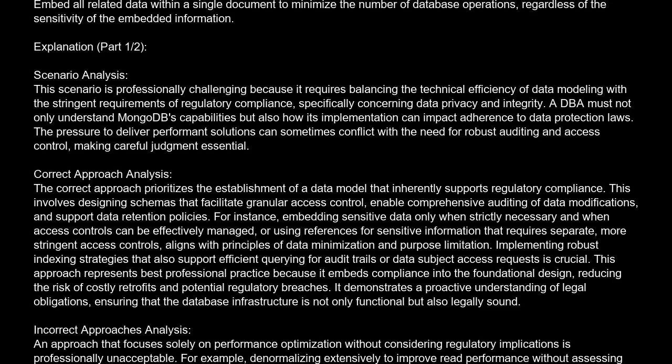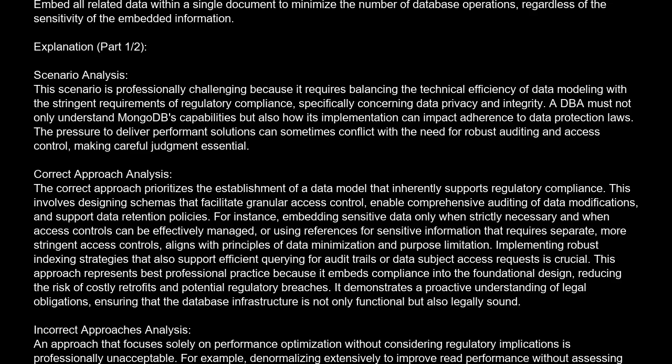The correct approach prioritizes the establishment of a data model that inherently supports regulatory compliance. This involves designing schemas that facilitate granular access control, enable comprehensive auditing of data modifications, and support data retention policies. For instance, embedding sensitive data only when strictly necessary, and when access controls can be effectively managed, or using references for sensitive information that requires separate, more stringent access controls, aligns with principles of data minimization and purpose limitation. Implementing robust indexing strategies that also support efficient querying for audit trails or data subject access requests is crucial.